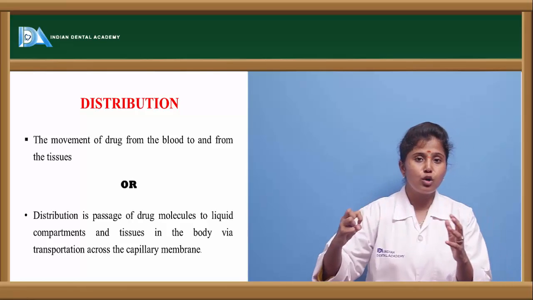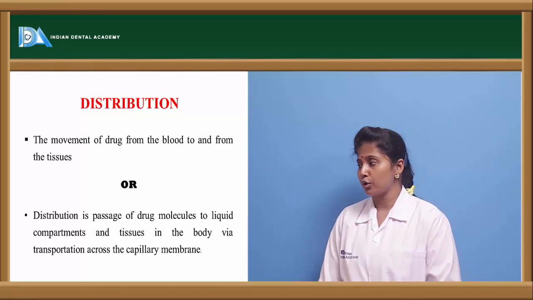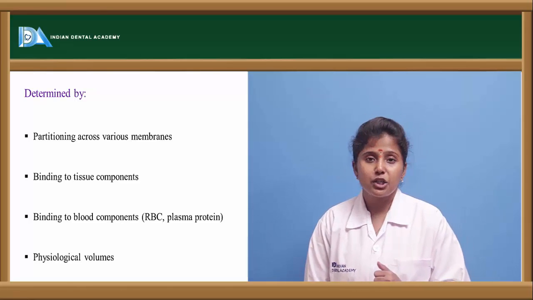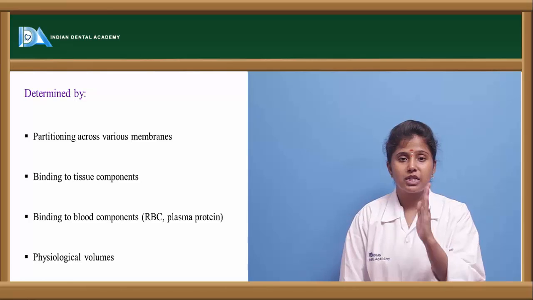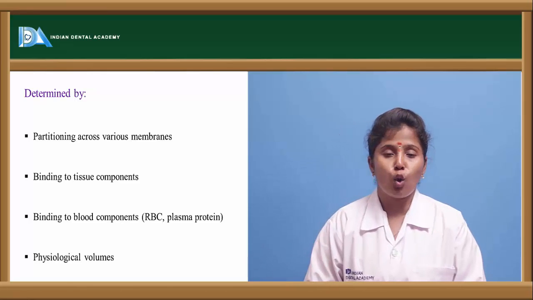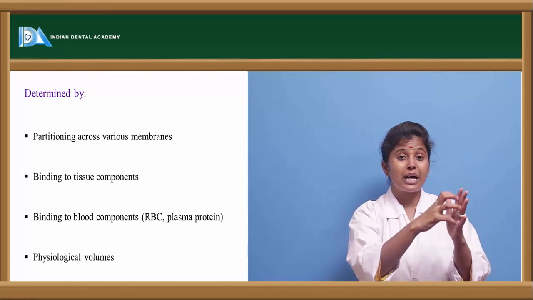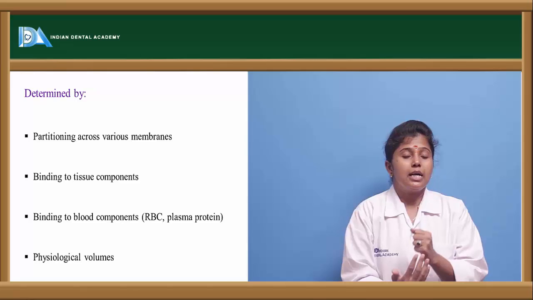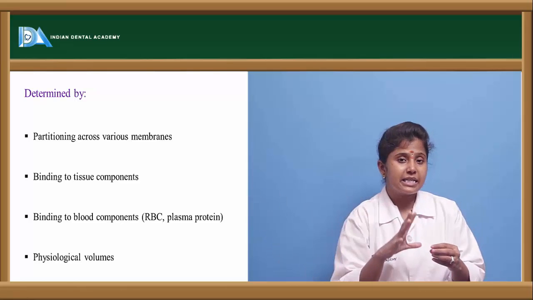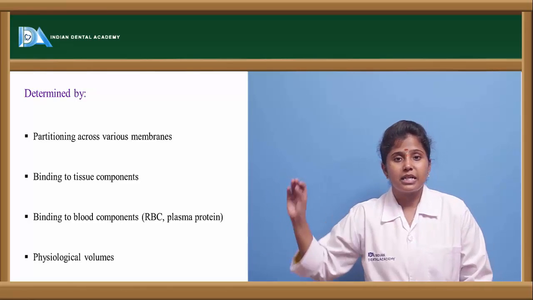Once the drug is absorbed into the blood circulation, it is distributed to various tissues in order to show its effect. This distribution is determined by various factors like partitioning across the membrane, the partition the drug has to cross. It also depends on binding to the tissue components, so the drug should be able to bind to the tissue components. Then there is binding to blood components: the drug should have affinity to bind to RBC or plasma proteins, which will bind to the drug and displace the drug at this site. If they are binding in the blood, once they reach the liver, they release the drug there, and thereby the drug is entering into the tissue.